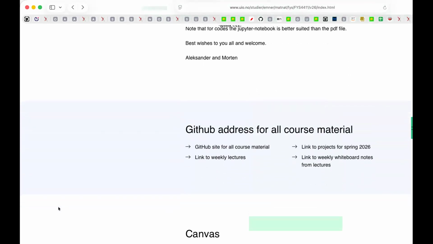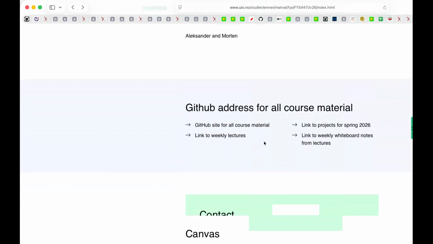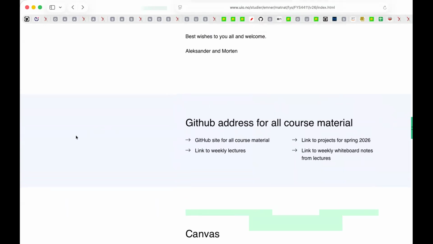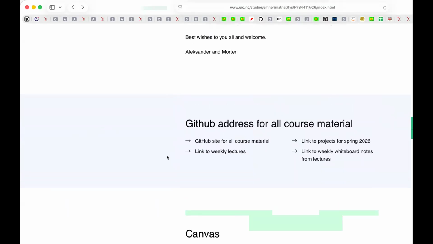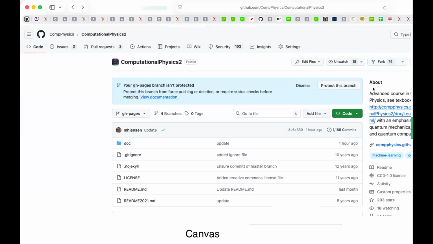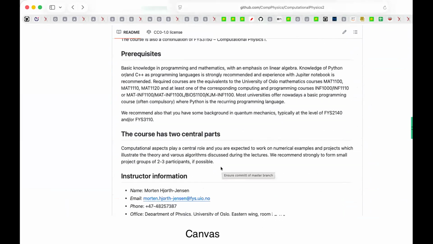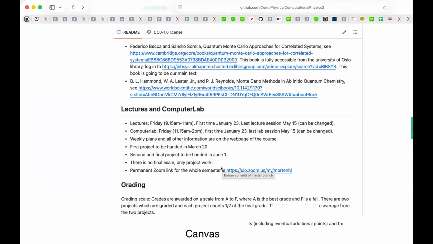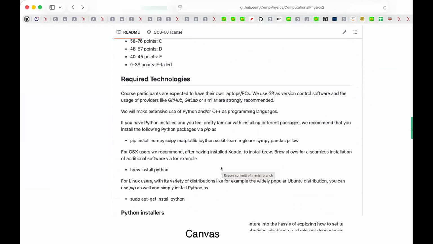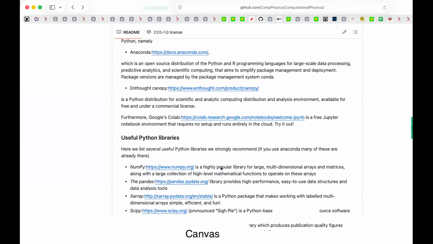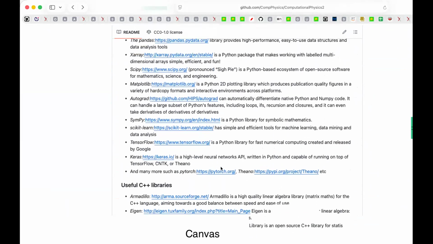If you look at the information down here, you will see that all the teaching material is actually available from the GitHub address. If you go to the GitHub address, this is where you find everything. There you will find a little bit of basic description, and a list of software and computational tools, which you will find useful.